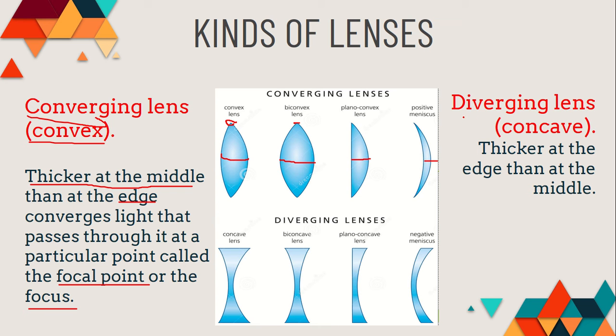Now, when we say diverging lens naman, it is concave. So, it is thicker at the edge. Makikita nyo, thicker yung edge than at the middle. So as you can see sa mga lenses natin, meron tayong convex lens, concave lens, at iba't iba siya ng shape. Meron tayong biconvex, plano-convex, and positive meniscus. This one naman, we have negative meniscus, plano-concave, biconcave lens, and concave lenses.